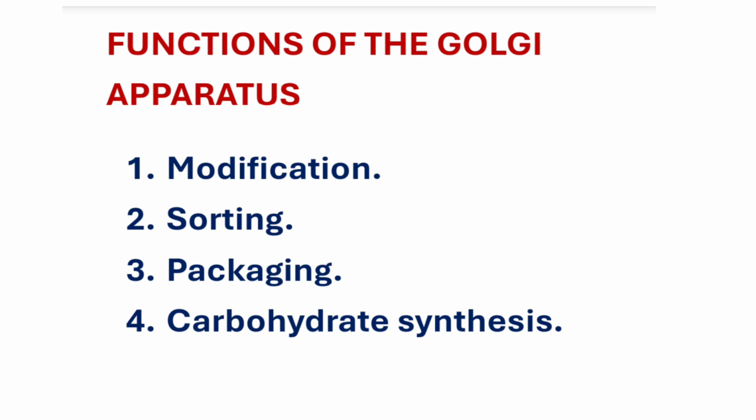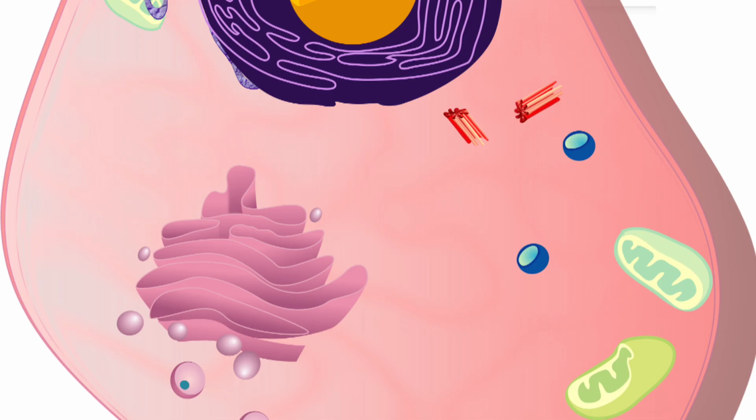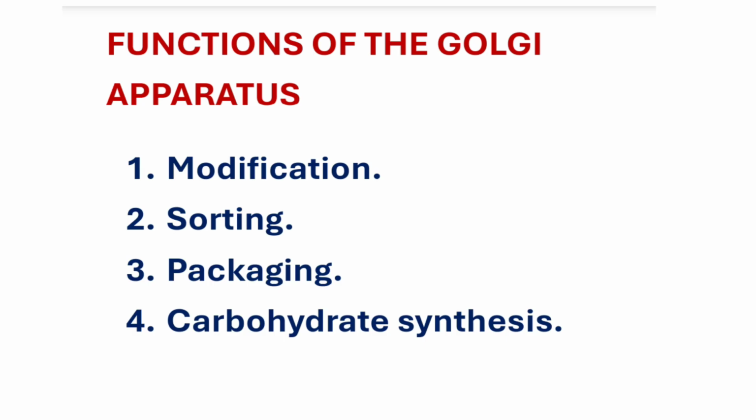The Golgi apparatus packages the processed molecules into vesicles for delivery into other cellular locations such as lysosomes, the plasma membrane, or for secretion outside the cell.